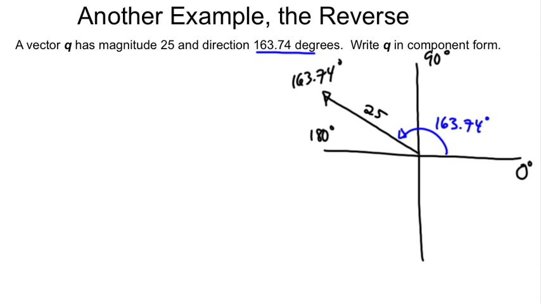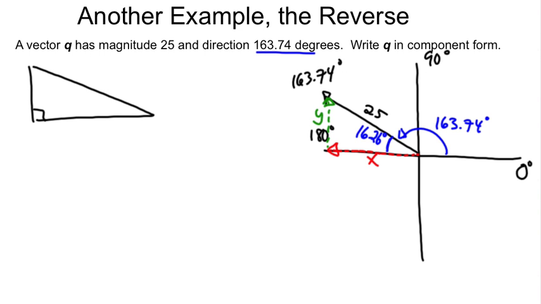And what we're being asked to find are the components. So we're being asked to find the x component, and we're being asked to find the y component. Okay? So actually, it's just another SOHCAHTOA problem. If I start at 0 and go all the way around, I get 180, and I'm already using 163.74, that means that this angle right here will happen to be 16.26 degrees. All right, so what I have then is that's 25, that's 16.26 degrees.